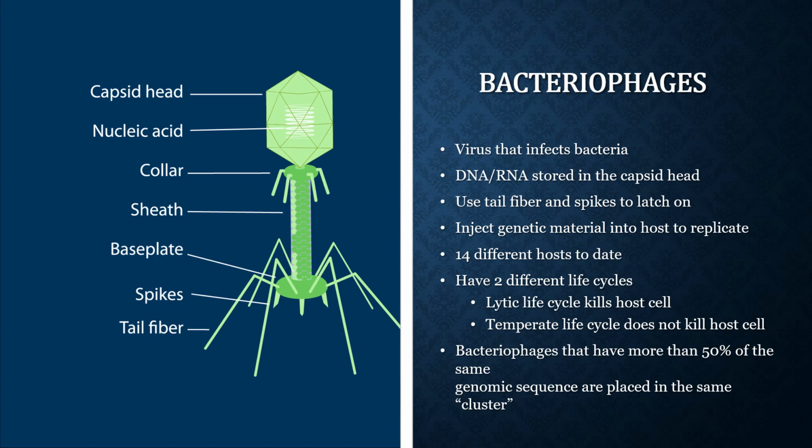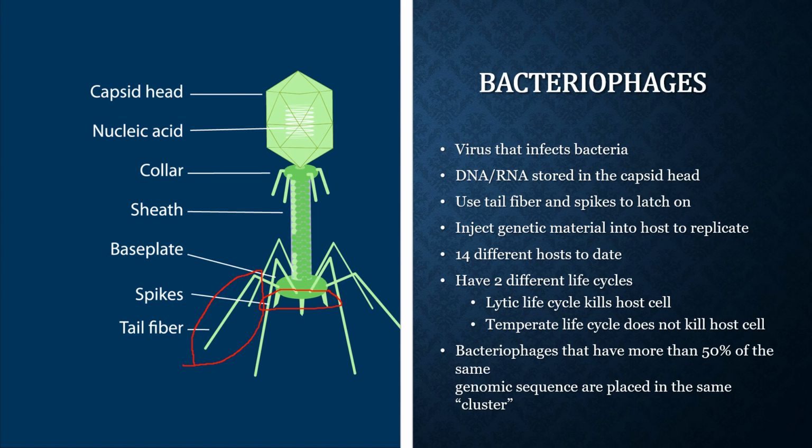So bacteriophages use their tail fibers and spikes. See here, this is a tail fiber, and this is a spike, to latch onto the outside of the bacterial membrane, and they will then inject their DNA or RNA into the bacteria. To date, there are 14 different bacterial hosts. Today we are just looking at mycobacteria and microbacteria.